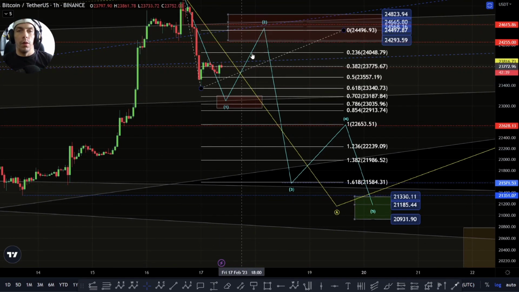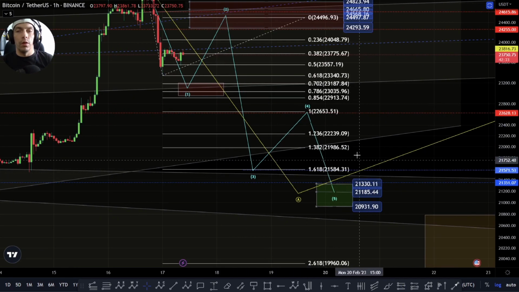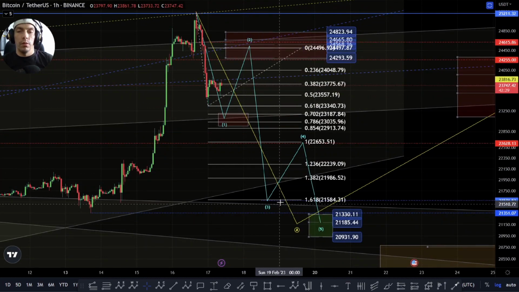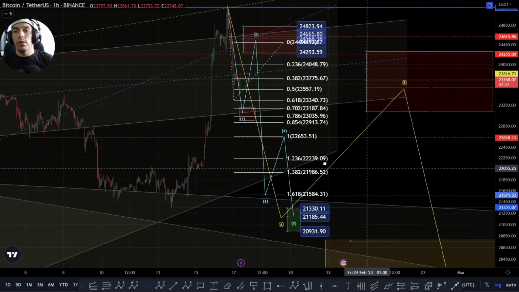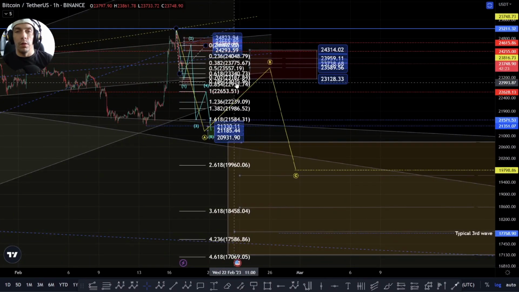looking for this as a 1, 2, 3, 4, 5. But if we do actually move down past this 21584, then we can start to argue we have a bigger impulsive move here where this becomes a 1, 2, 3, 4, and a 5. In which case, what I'd be actually looking for is the potential that we are looking for that ABC down.